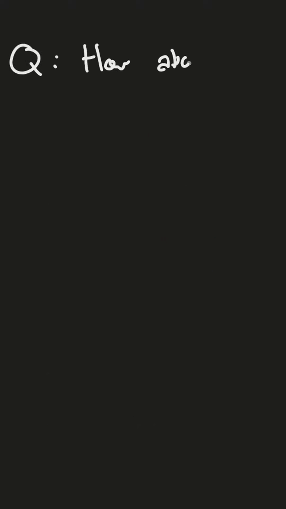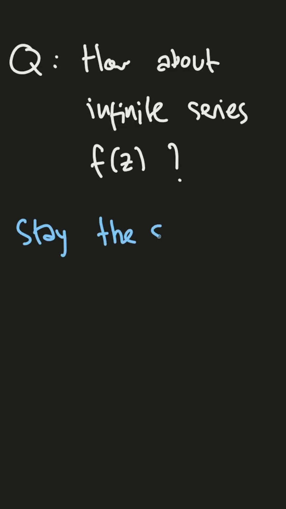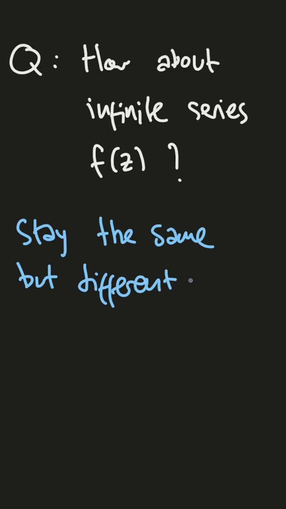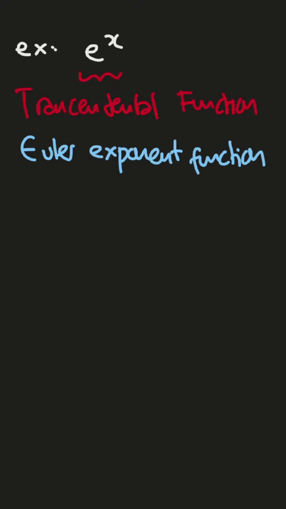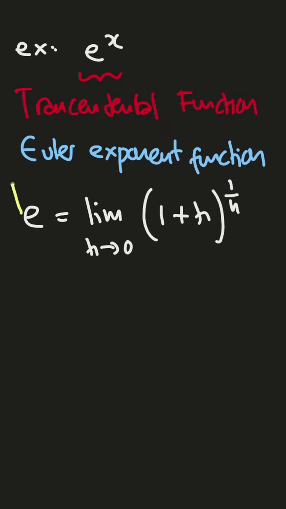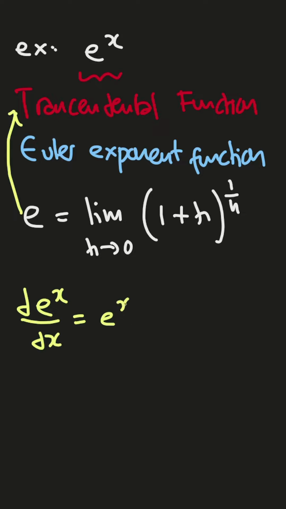Now the question is, how about an infinite series for f of z? The answer is, it stays the same, but differs in convergence tests and input and output. For example, take e to the power of x, a transcendental function, known as the Euler exponential function, where e comes from this limit, which tells us why it's transcendental. By this definition of e, e to the power of x has its first derivative equal to itself.